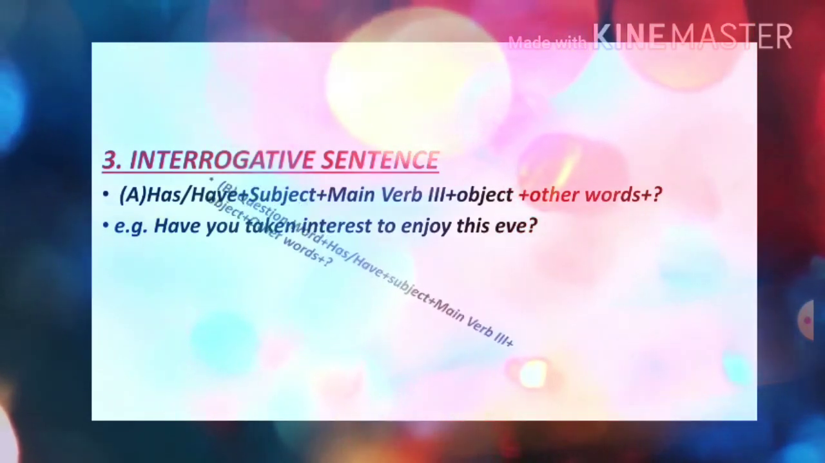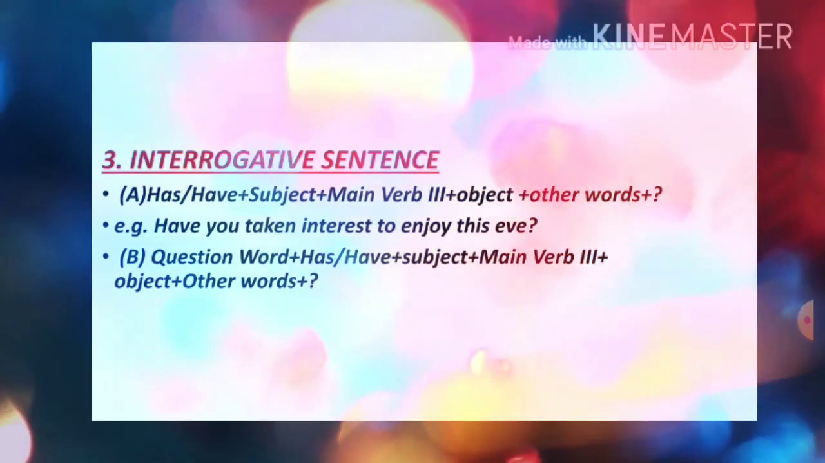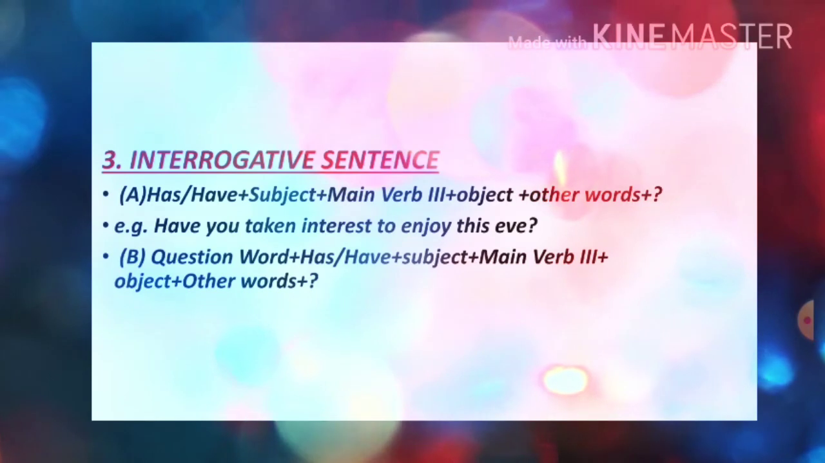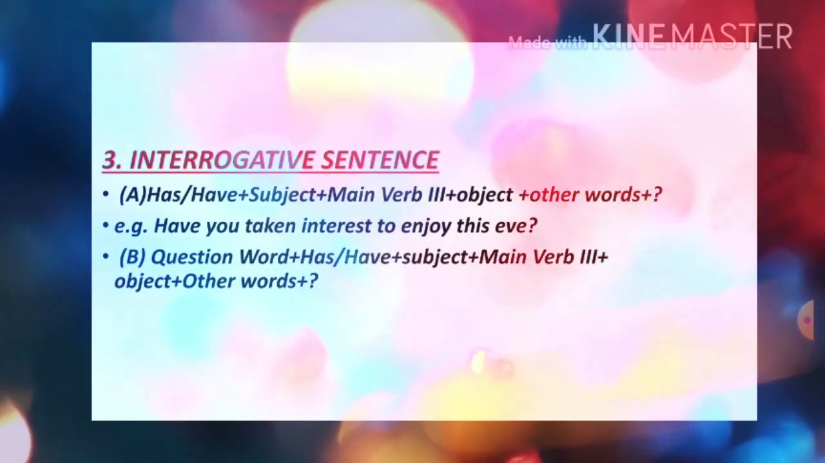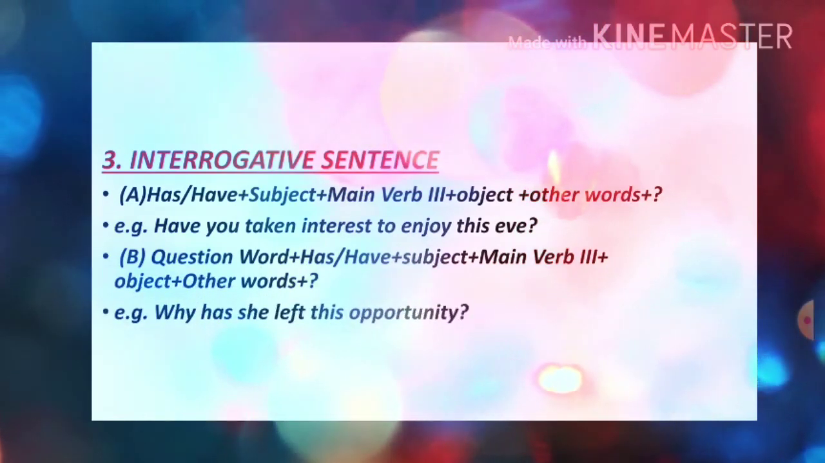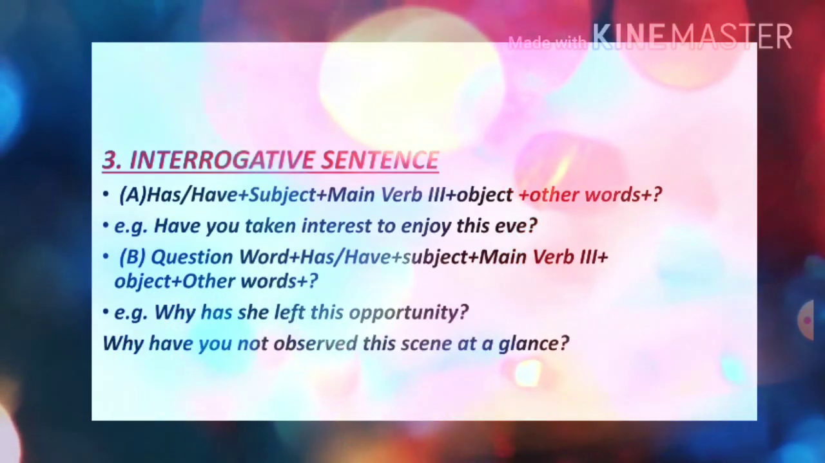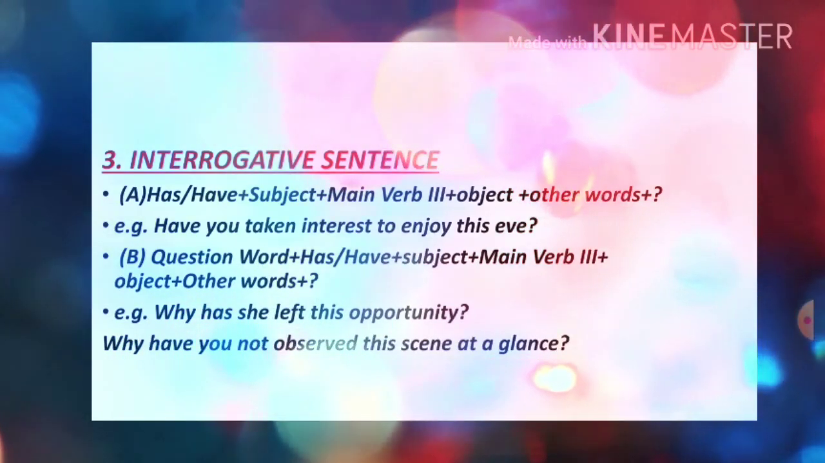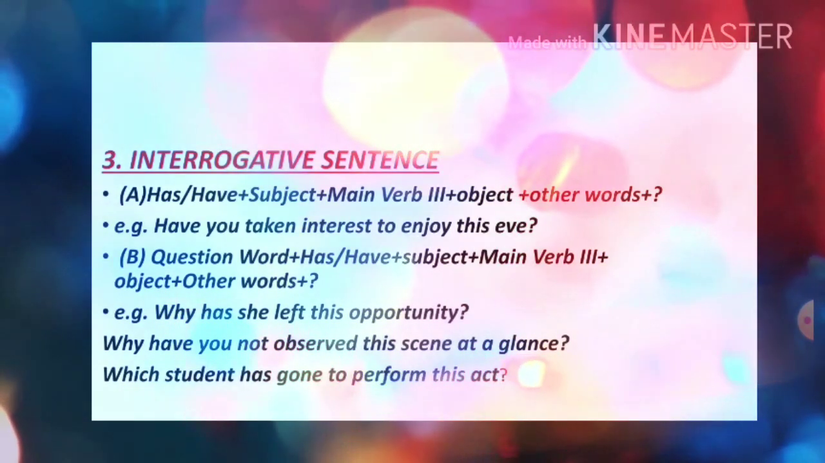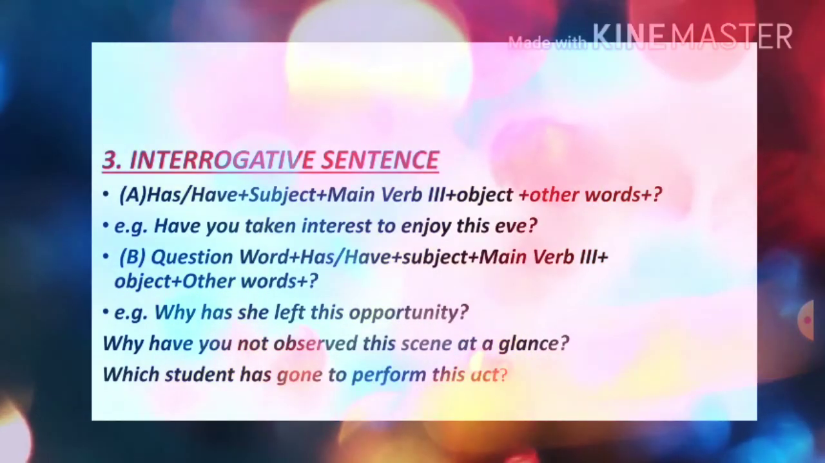And the next kind is the question word type. So the question word is used at the start, then has or have, subject, main verb with the third form, object, other words, and the sentence is terminated with the question mark. The example is: why has she left this opportunity? And the next one is: why have you not observed this scene at a glance? And the next one is: which student has gone to perform this act? So these kinds of sentences are interrogative sentences.